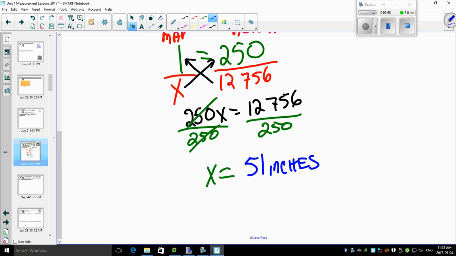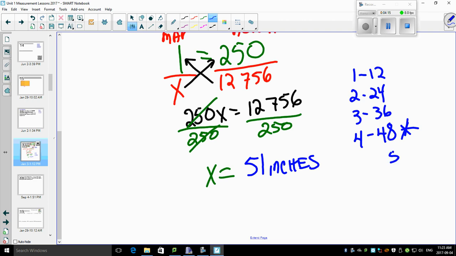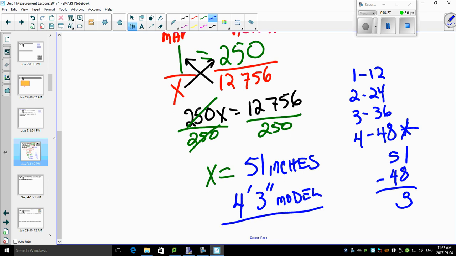I'm going to do this just using my brain and go, okay, 1 foot is 12 inches, 2 feet is 24 inches, 3 feet is 36 inches, 4 feet is 48 inches. So that's pretty close. So I know it's going to be 4 feet something, right? And the difference between 51 and 48, if you think about it, is 3. So I'm going to have a 4 foot, 3-inch model of the Eiffel Tower, which, if you think about it in itself, is fairly large.